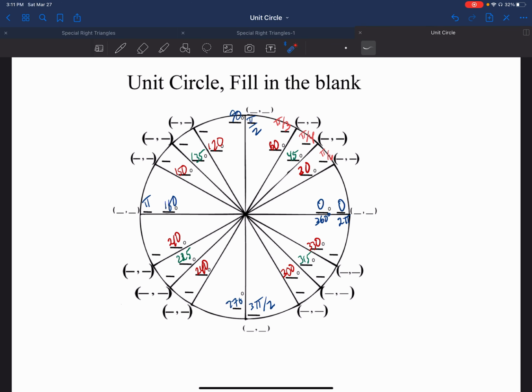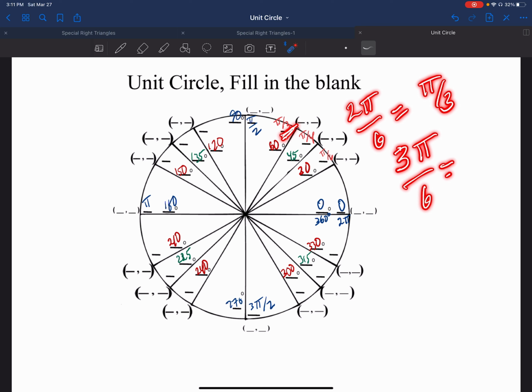Now I'm going to repeat what I did with the red points to get the radian measurement. So remember, we're adding 30 degrees, which is the same thing as adding pi over 6. So for the first one, it's just going to be 1 pi over 6. Plus another pi over 6 will give me 2 pi over 6, which simplifies to pi over 3. That's where this one came from. The next one will be 3 pi over 6, which simplifies to just pi over 2, which is here.